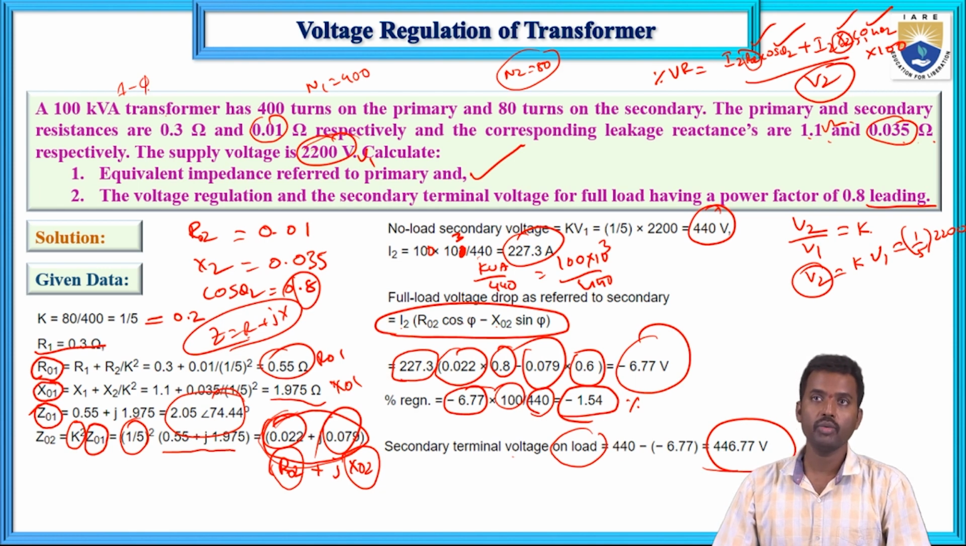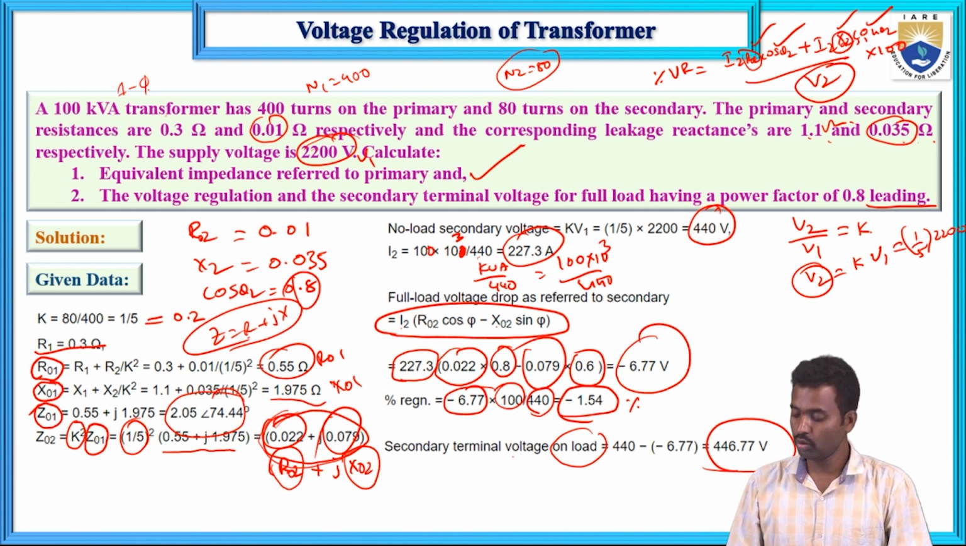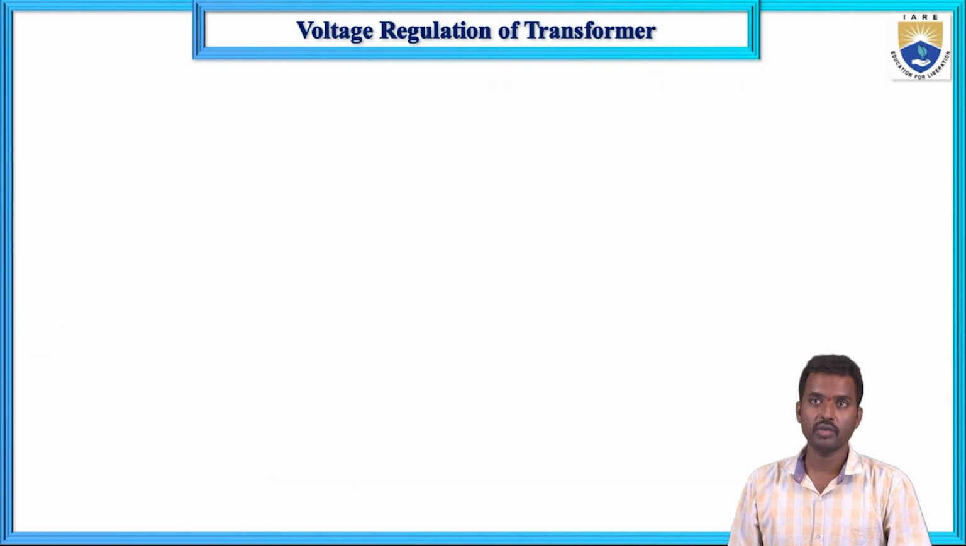So I derived the voltage regulation of the transformer, and I solved 3 to 4 problems on this voltage regulation of the transformer. I hope these problems and this derivation are clear to you. If you still have any doubts in this lecture, you can comment in the comment section below. I will answer your queries.